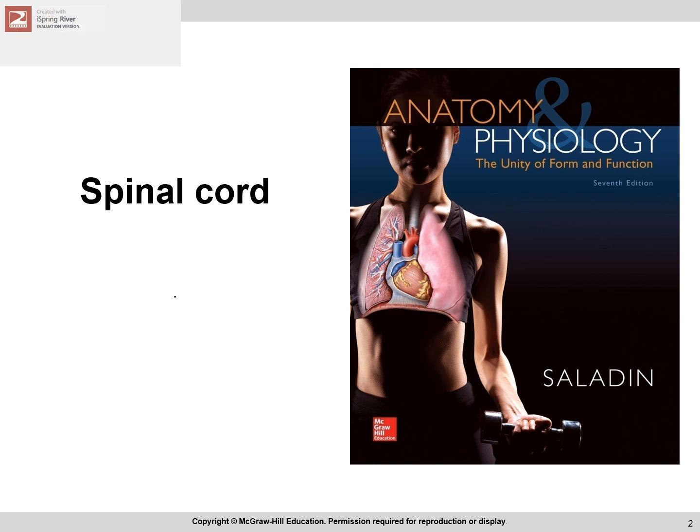So we have about 100 million neurons, and the spinal cord is associated with spinal nerves. We'll see in this chapter how the spinal cord and spinal nerves are involved in homeostasis, and we'll also look at the anatomy of the spinal cord. On a day-to-day basis, the spinal cord helps us constantly.